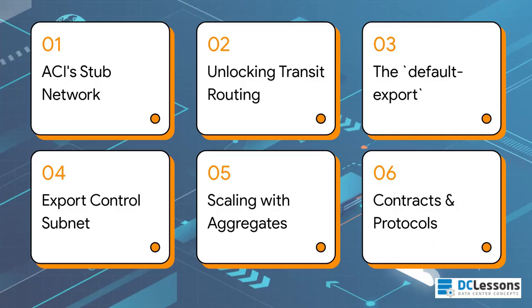So, here's our game plan. First, we're going to unpack ACI's default behavior as a stub network, and why that's even a problem to begin with. Then, we'll dive into the solution, transit routing. We'll look at two different ways to set it up, the old-school default export profile and the more modern export control subnet method. After that, we'll see how to make this work at scale and touch on the super important role of contracts and which routing protocols play nice together.